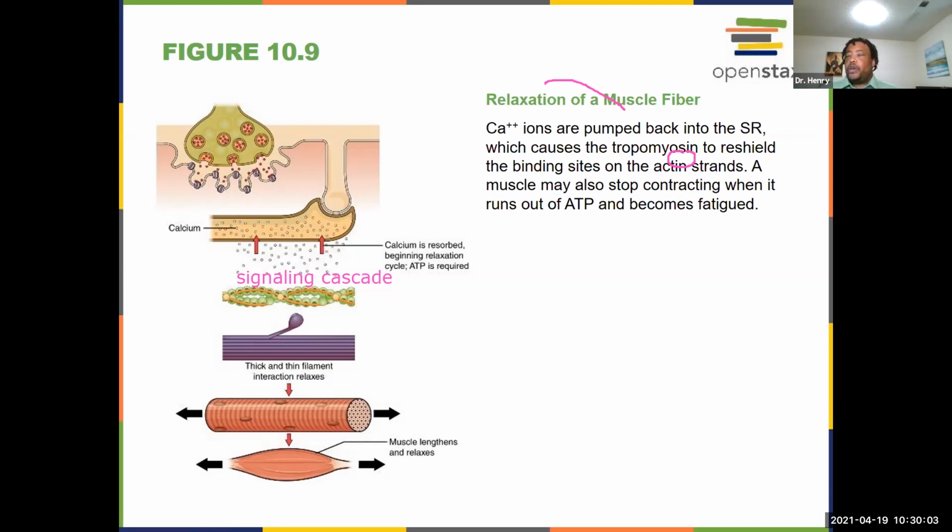Okay, now you'll also get actin depolymerization. So those actin chains will also be released as well. So you won't have these nice structural changes as well.